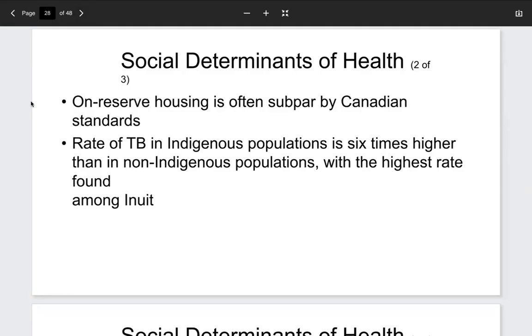Another example is that on-reserve housing is often subpar by Canadian standards. So I'm sure we've seen and heard about the pipeline concerns throughout the years, the lack of clean water, the lack of adequate and safe housing for the Indigenous populations on the reserves that they're living on. So these are real health disparities that are happening right now, literally in the country that we're living in. So it's really important for us as community nurses to know that there are a lot of systemic challenges that are currently happening as we speak.